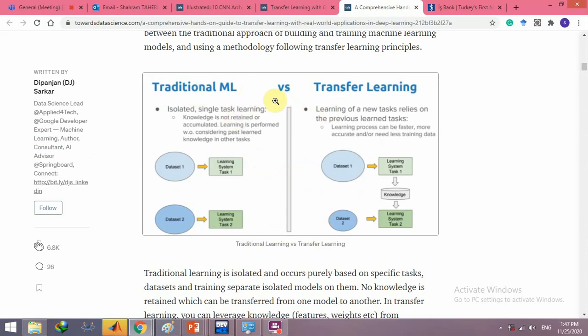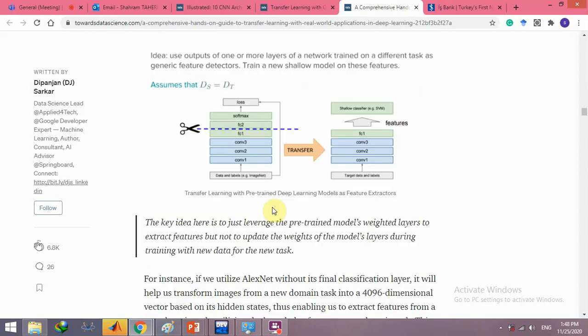So this is the difference between the traditional machine learning approach and transfer learning. In traditional machine learning, between two different tasks you don't share anything. So these are isolated single task learning. So knowledge is not retained or accumulated. Learning is performed without considering past learned knowledge in other tasks. But in the transfer learning idea, as you can see, we train a model over a data set. Then this model learns some knowledge, and that knowledge can be used for another data set and another task. This is the idea for transfer learning.